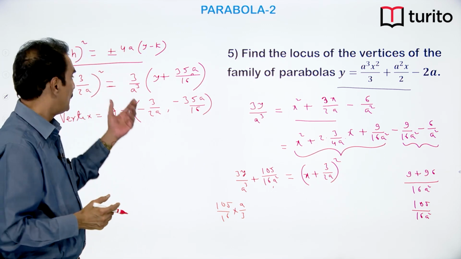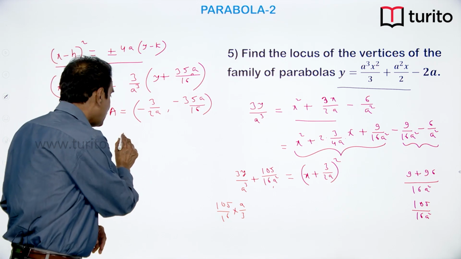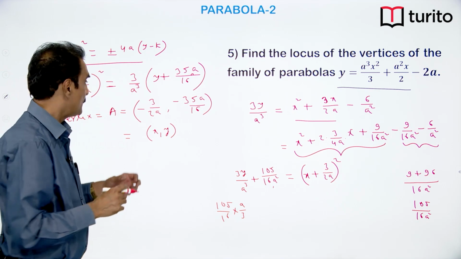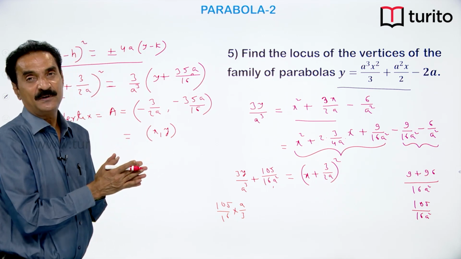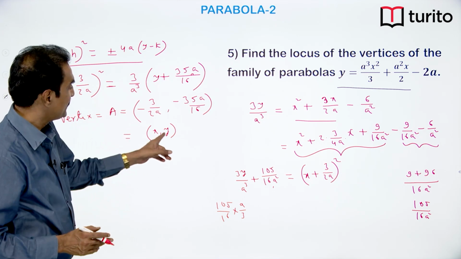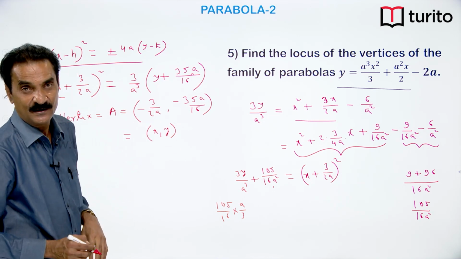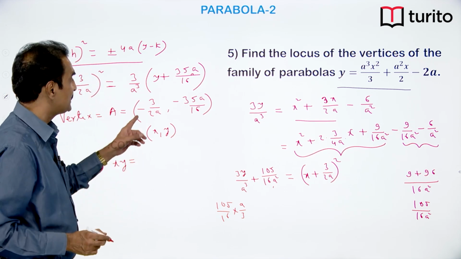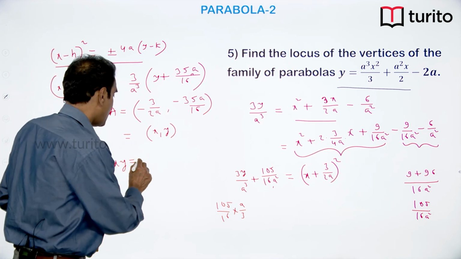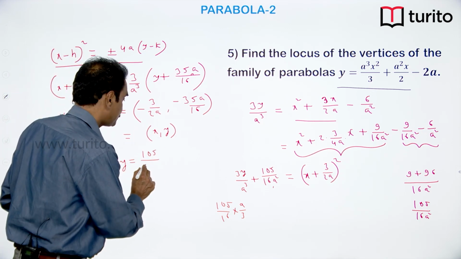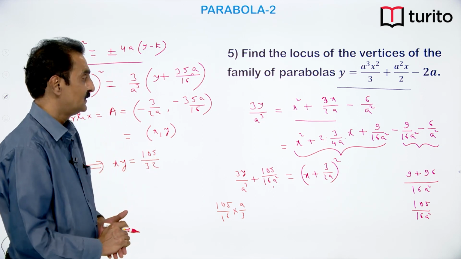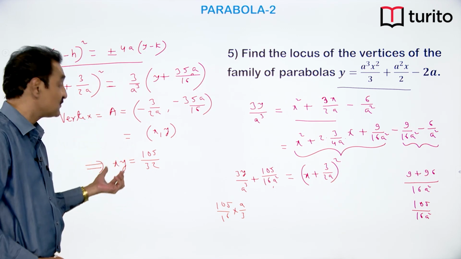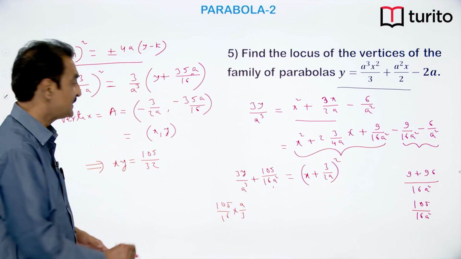As a varies, what is the locus of A? Take this as (x, y). Now, we have to get a relation between x and y independent of a. You can easily observe that x into y is independent of a. So, we get xy is equal to, what is the product? 105 by 32. So, the locus of the vertex A is xy equal to 105 by 32. This is the answer.